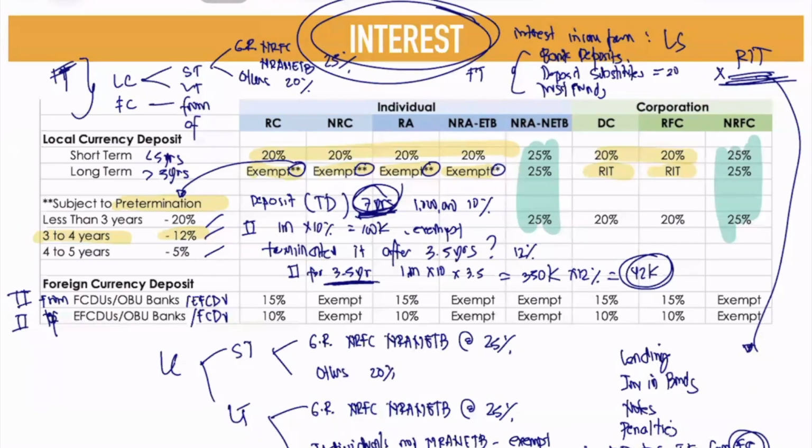So sir, how about if I have a time deposit again? Time deposit, 7 years, halimbawa. And then I pre-terminated it at the end of 6 years.